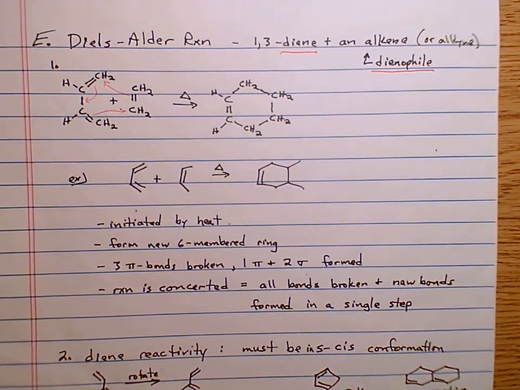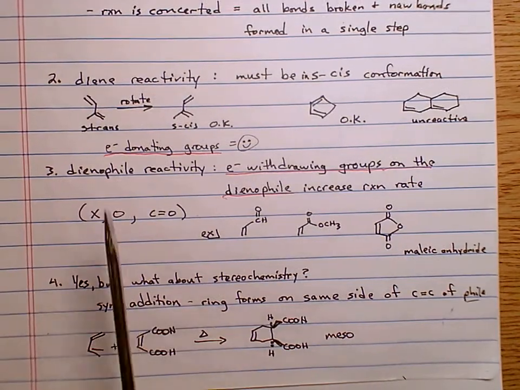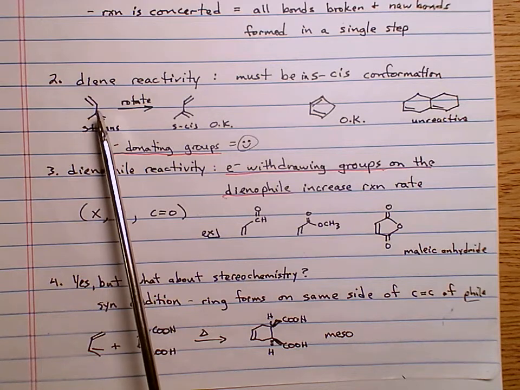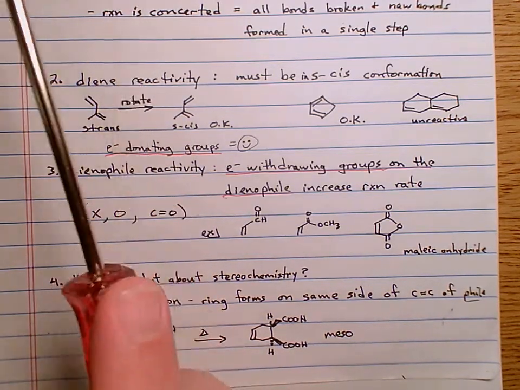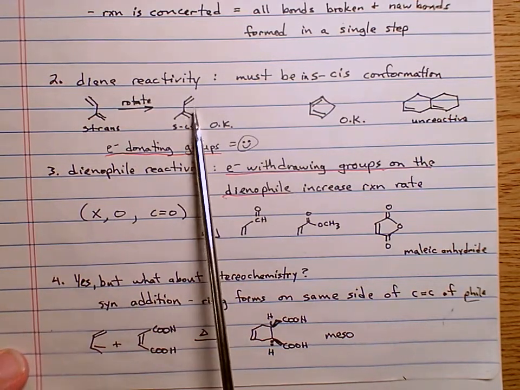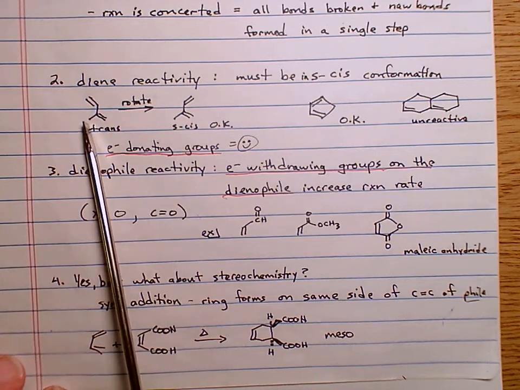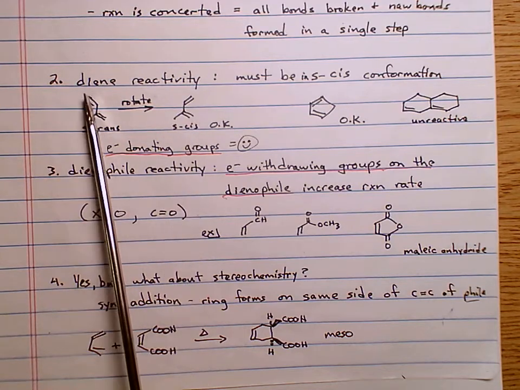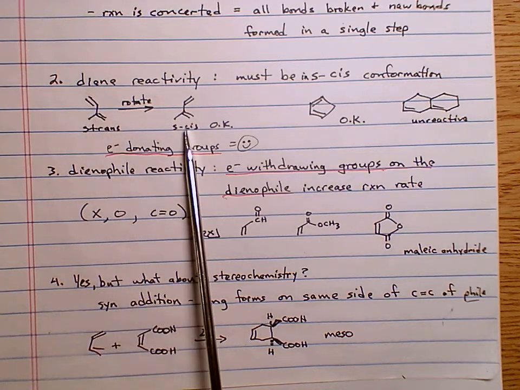Okay. Let's look at the reactivity, though. The diene must be in the S-cis conformation. But recall, the S-cis kind of looks like this. The two pi bonds are cis to each other, if we were to draw a line there. But recall, with S-trans and S-cis, you can rotate S-trans to the S-cis as long as there's not some sort of ring connecting them. So you can rotate the S-trans to the S-cis, get it in the S-cis conformation.